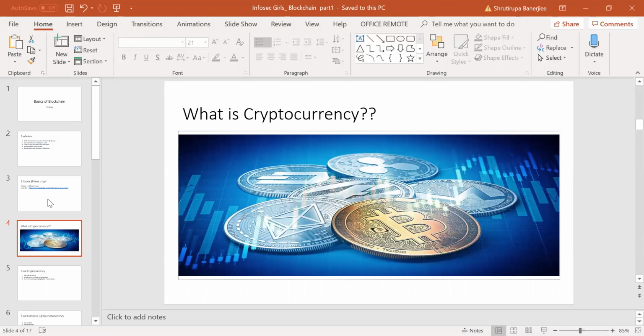So what is cryptocurrency? If we start with the very layman term, we have a physical currency, right? We have cash, we have coins. Whenever you're making any transaction using cash or coin, something which is visible is happening. You have some amount of money, say 100 rupees, out of which you're giving 50 rupees to somebody else. 50 rupees is deducted from your 100 rupees, and it is given to the receiver. So it is visible that you're making a transaction.